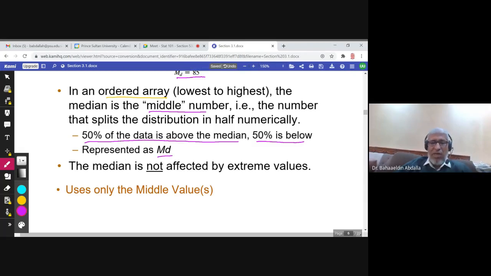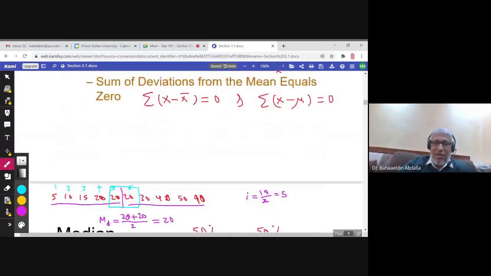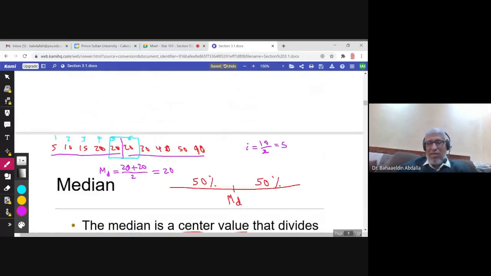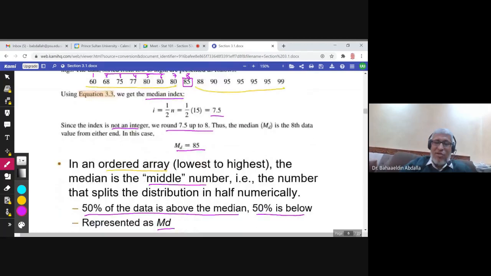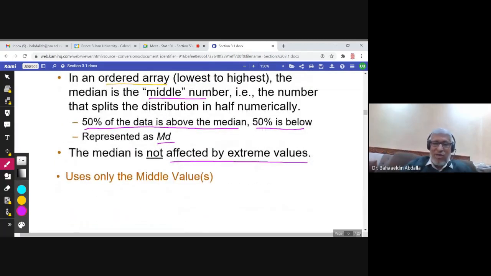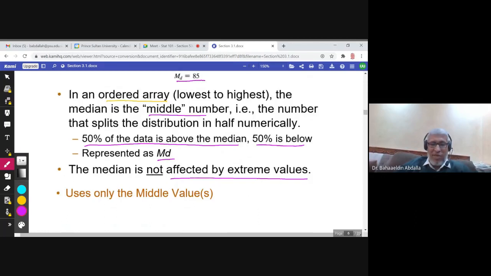We call it MD, and it is not affected by extreme values at all. For example, we mentioned if you change this 90 to 9,000, the mean will change, but the median is not going to change. It is 20. If you write this 9 million, the median will be also 20. So it's not really affected by the extreme values, the values that are larger than the other values in the data.